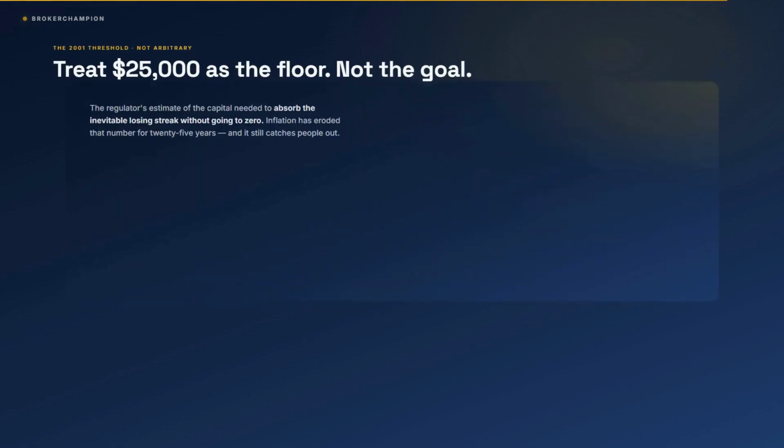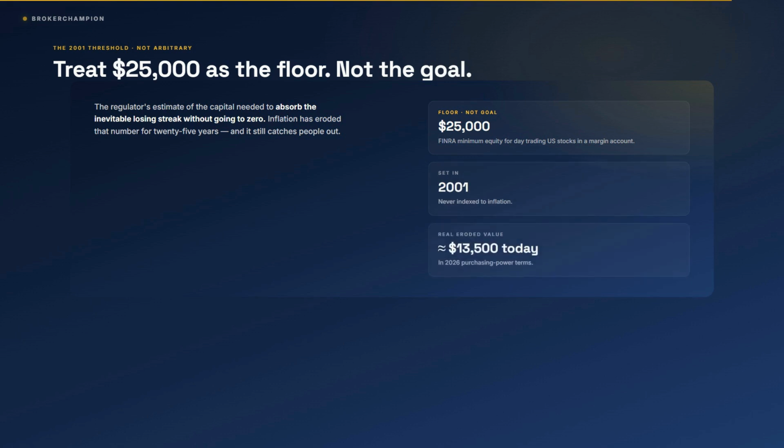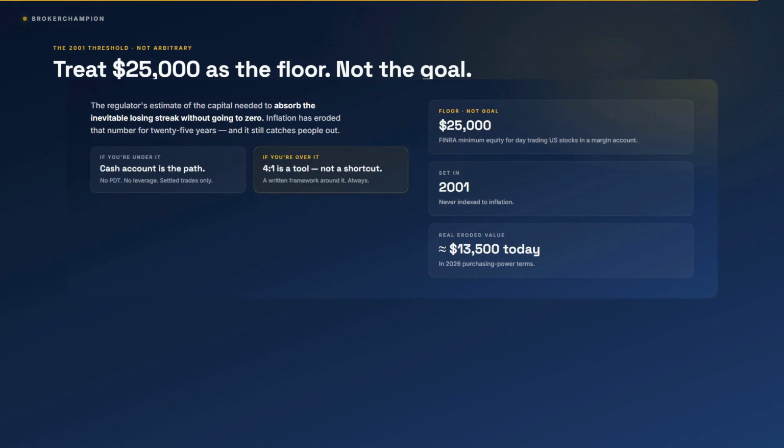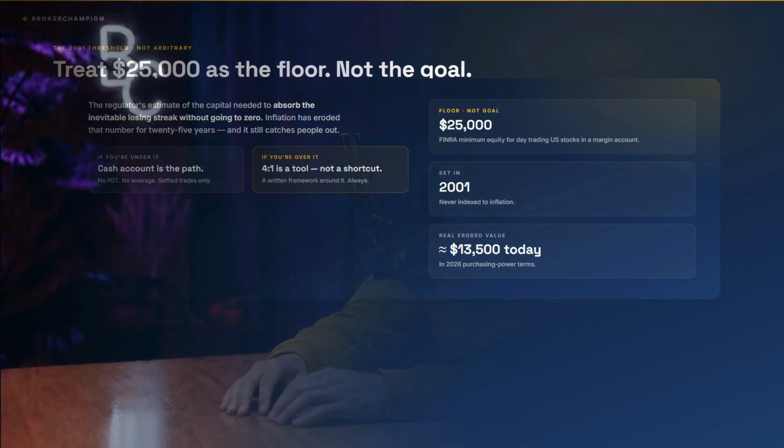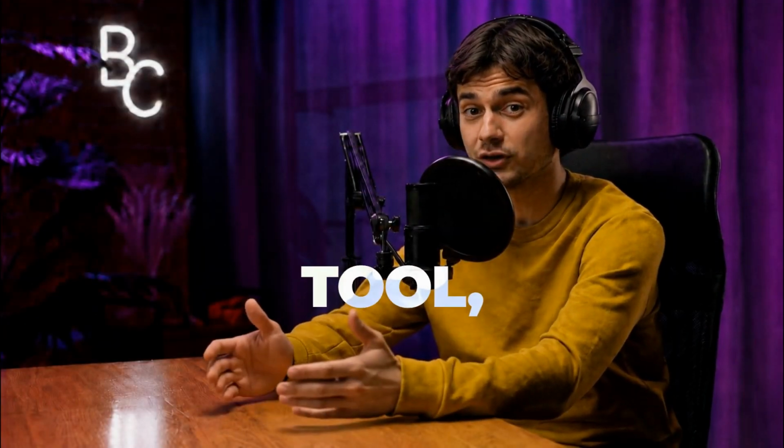That 2001 $25,000 threshold I mentioned at the start, it's not arbitrary. It's the regulator's estimate of the capital you need to absorb the inevitable losing streak without going to zero. Inflation has eroded that number for 25 years, and it still catches people out. Treat it as the floor, not the goal. If you're under it and serious about day trading US equities, the cash account is the path. If you're over it, the 4-to-1 is a tool, not a shortcut. Margin is a tool, not a shortcut.